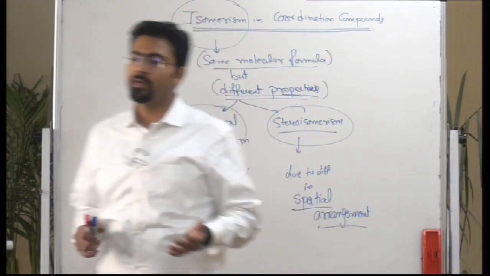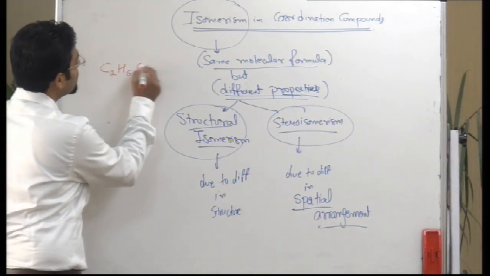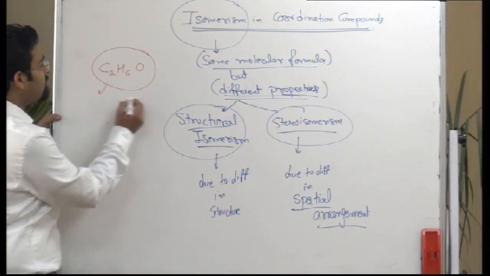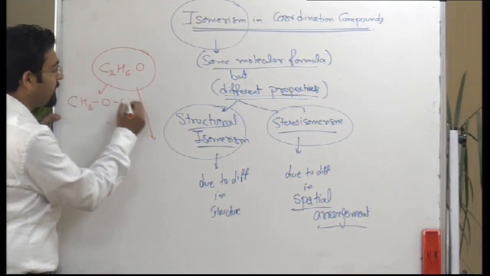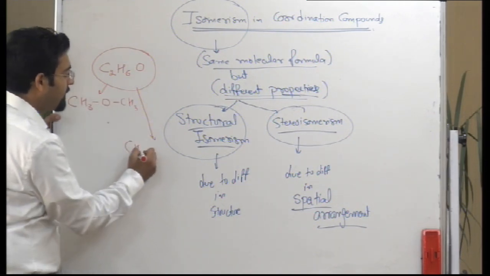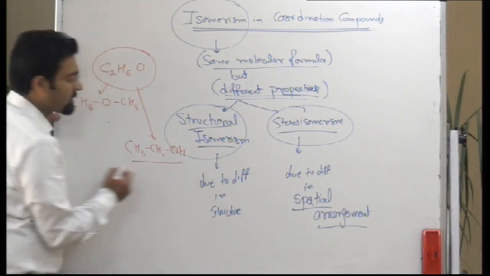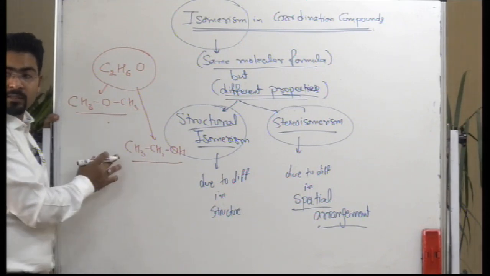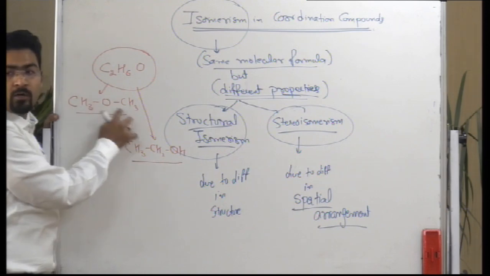For example, from organic chemistry, let's suppose I have C2H6O. This is the molecular formula. Related to this molecular formula, I have two compounds. One is CH3OCH3, and another compound is CH3CH2OH. As I can see, this is ether and this is alcohol. Now what is the difference? The difference is in the structure. Here the oxygen atom is bonded to two carbon atoms.